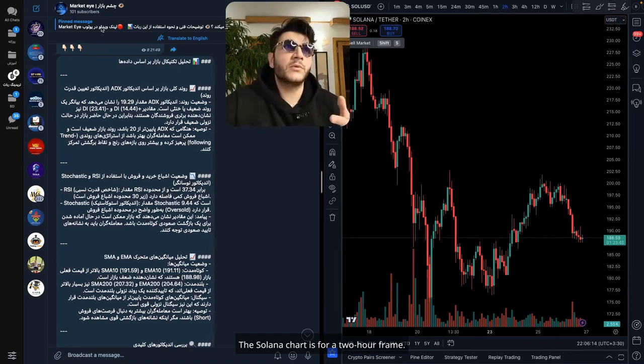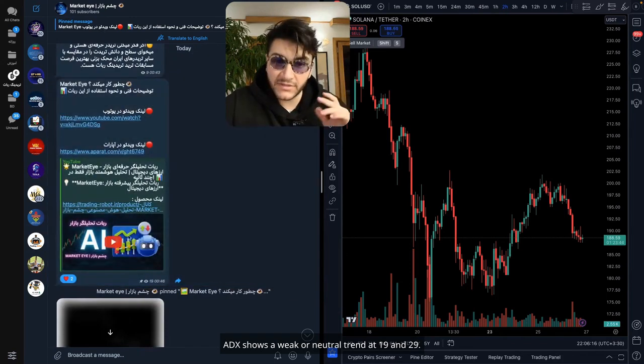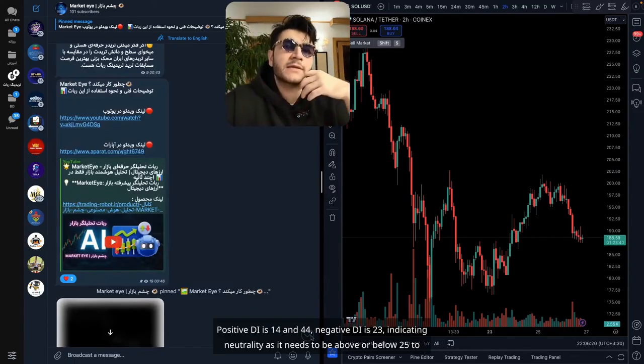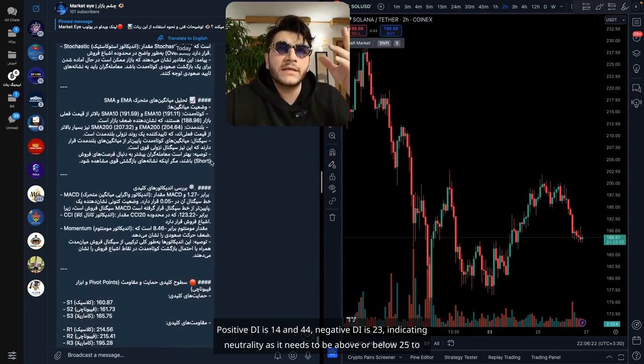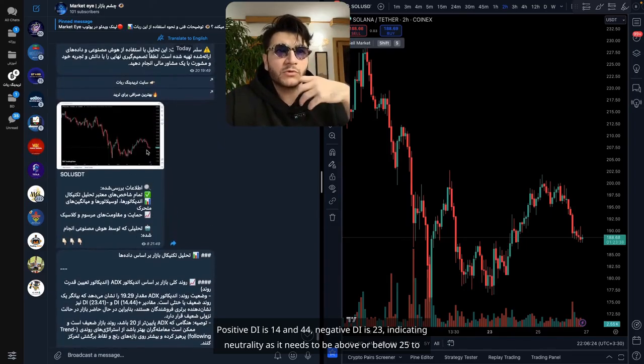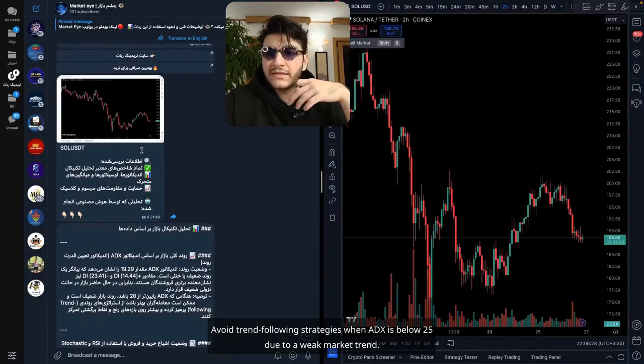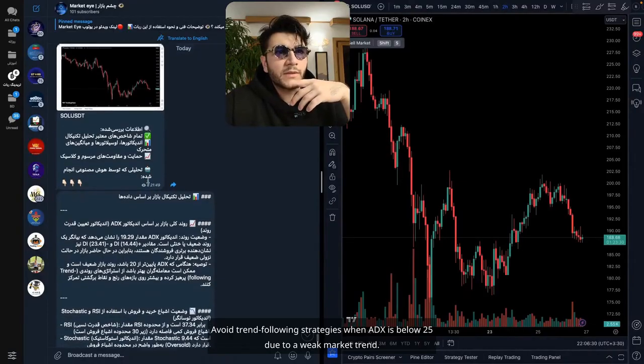ADX shows a weak or neutral trend at 19 and 29. Positive DI is 14 and 44. Negative DI is 23, indicating neutrality as it needs to be above or below 25 to show a trend. Avoid trend following strategies when ADX is below 25 due to a weak market trend.